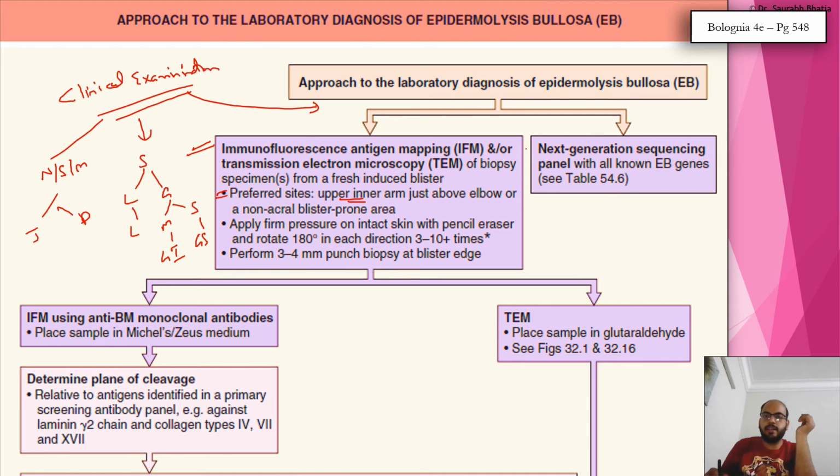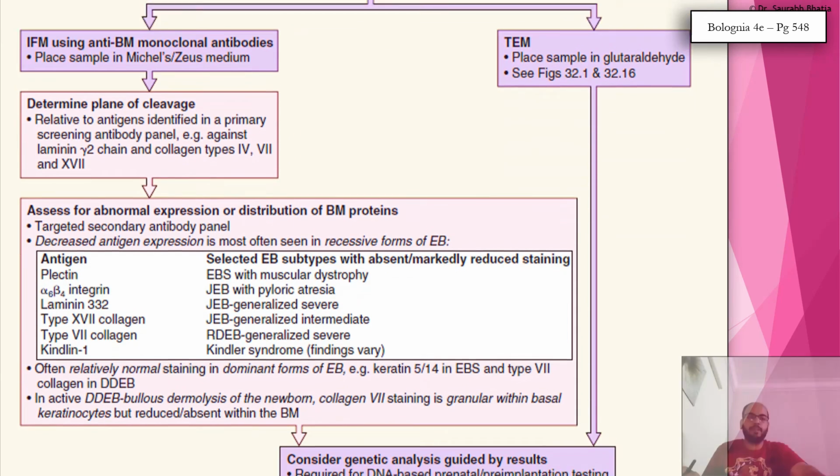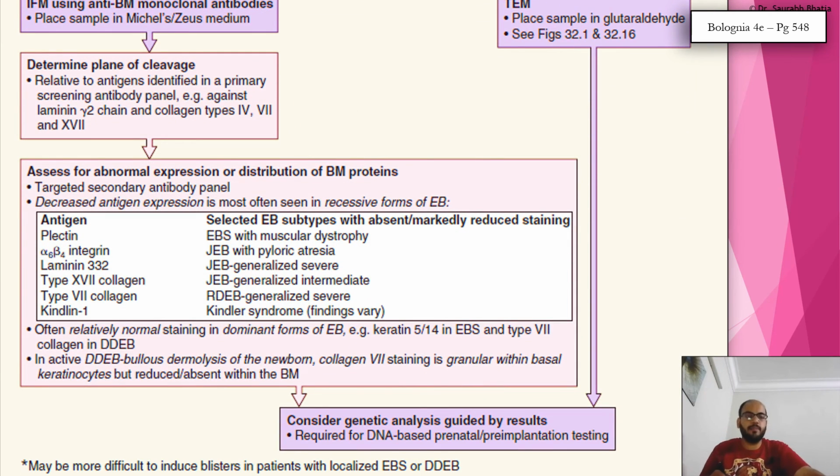Additionally, you can do a next generation sequencing panel with the known EB genes, or a whole exome sequencing, and you might find the exact mutation. Scan the sample in Michel's media, and look for immunofluorescence. Determine the plane of cleavage, that is, where the split is present. Depending on the level of split, you can easily see where it is. After you have determined the plane of cleavage, look for abnormal expression of basement membrane proteins. Depending on what protein is defective, you have the disorder.